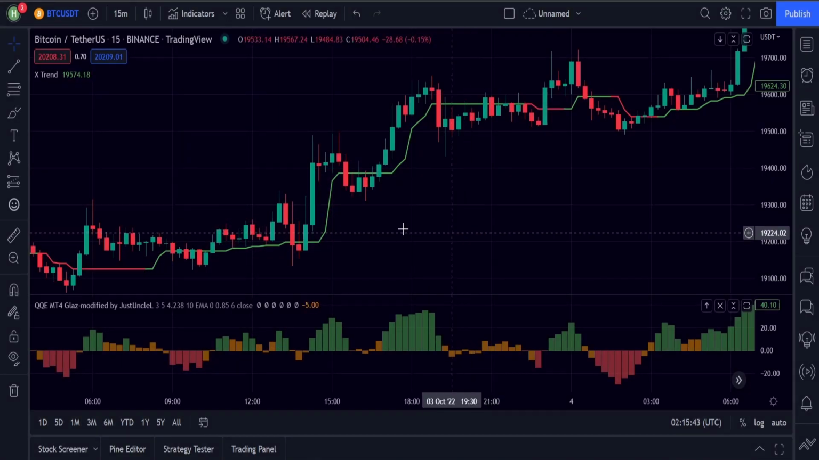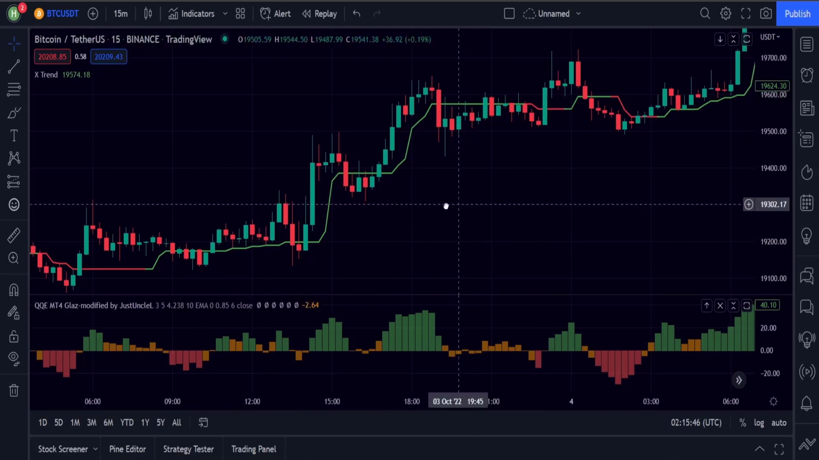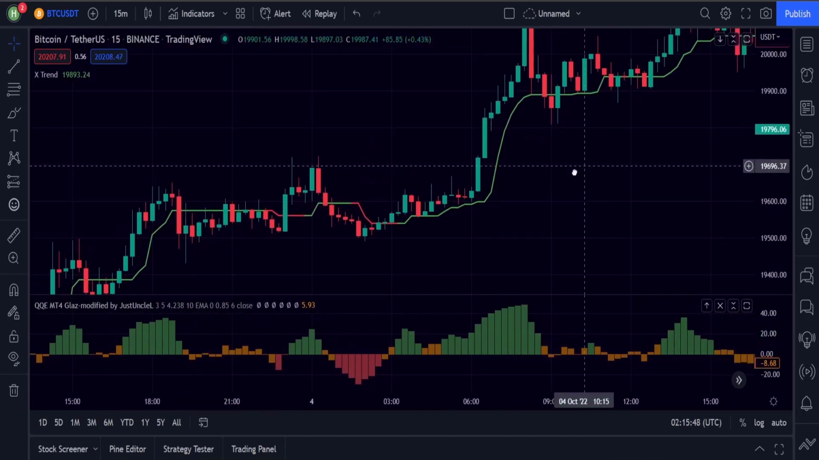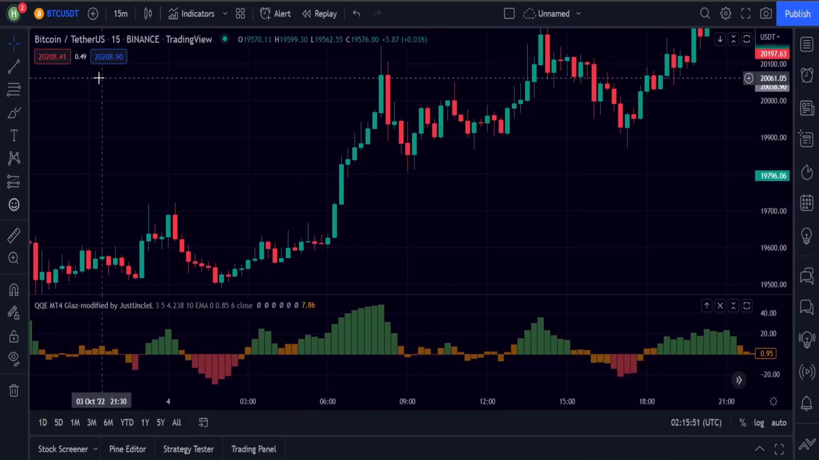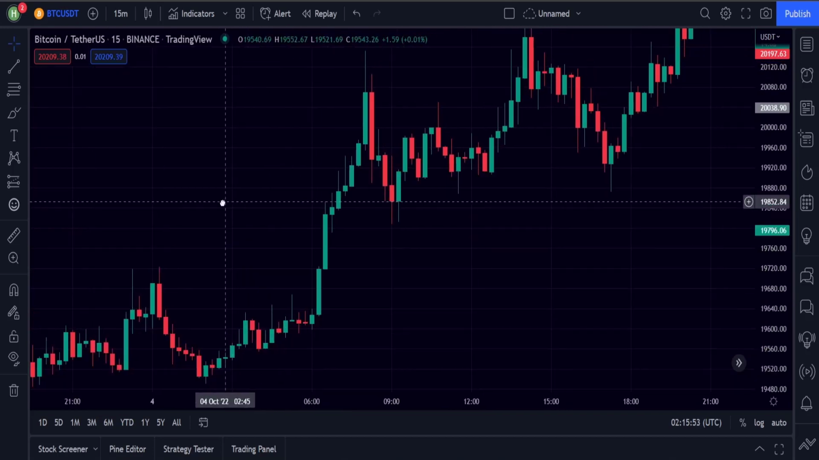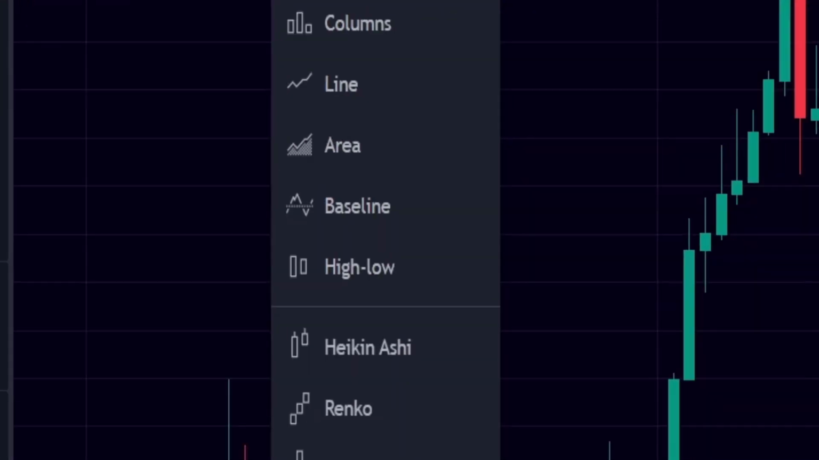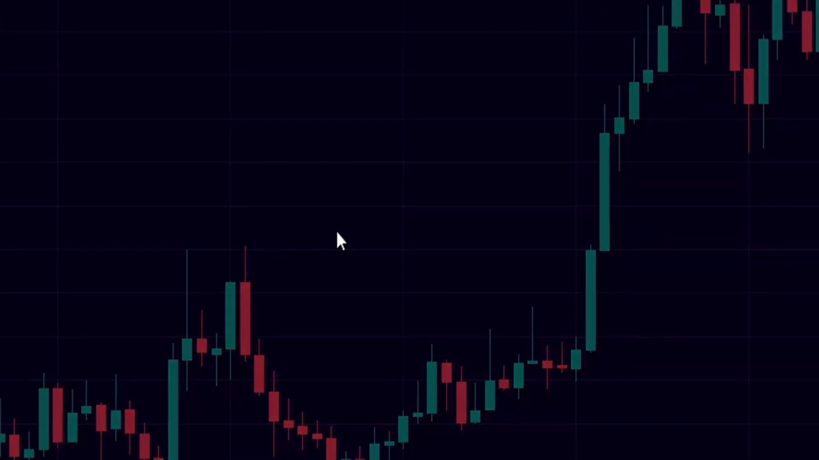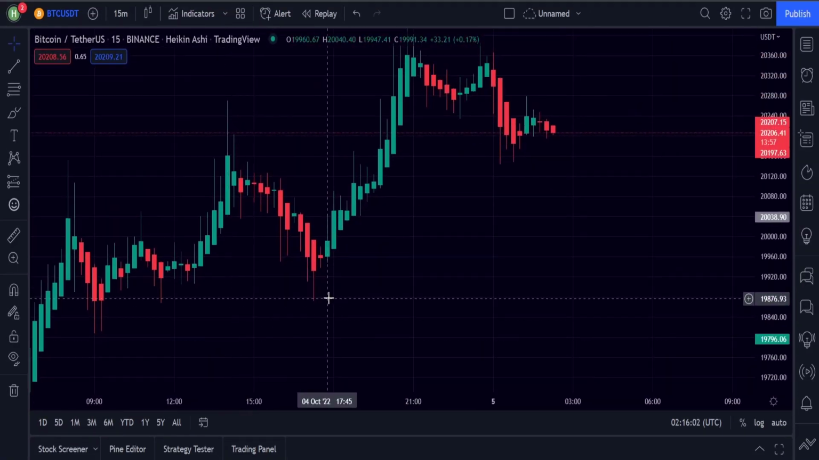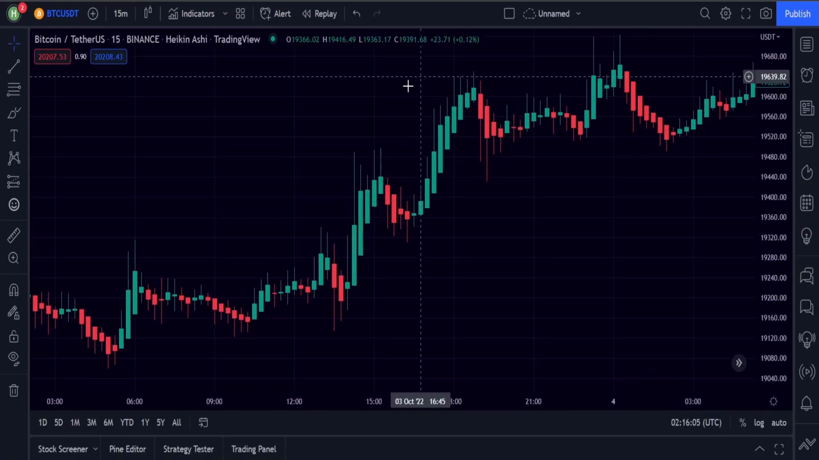So I'm in TradingView.com and this is what your chart is going to look like when we are done setting up our indicators. I'll cross these out so that I can explain the whole process. I'll be using 15-minute time frame and Heikin Ashi candles for this strategy, and this is what your chart is going to look like in the beginning. Now let's add the two indicators needed for this strategy.